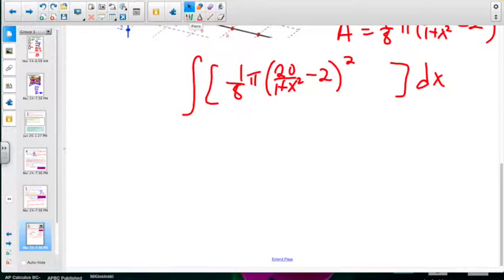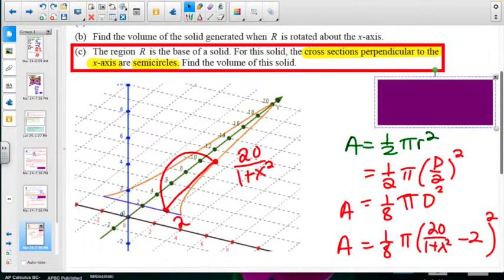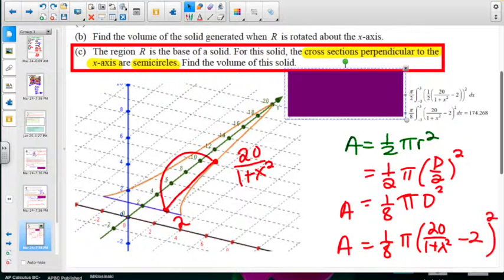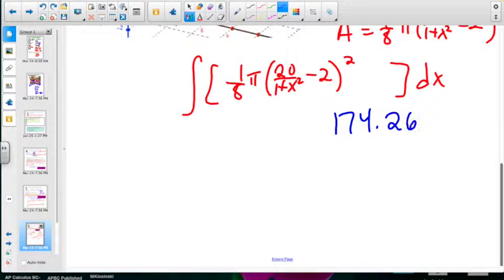Does anybody have an answer? I can't remember what it was off the top of my head, but I do have it here. I can scroll back up and take a peek. 174.268. Oh, I got that. Okay, so this is an fnInt, so if you want to challenge yourself with that fnInt, the answer is 174.268.